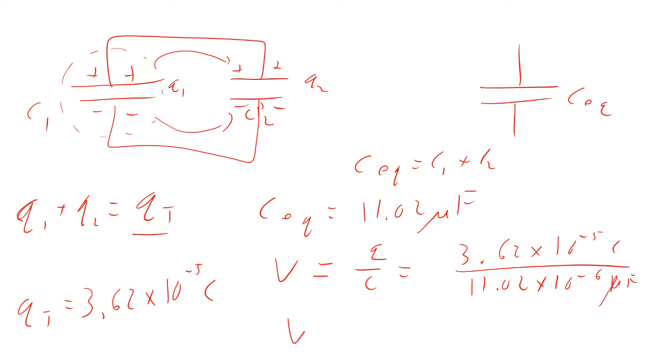Microfarads. Okay, so the voltage is going to be 3.28 volts. Now I know there's a 7.75 volt battery over there, and that charged up C1 to 7.75 volts, but when you switched the switch to position B, some of the charge went away. When the charge went away, it took away some of the energy. Therefore, the voltage dropped on C1.